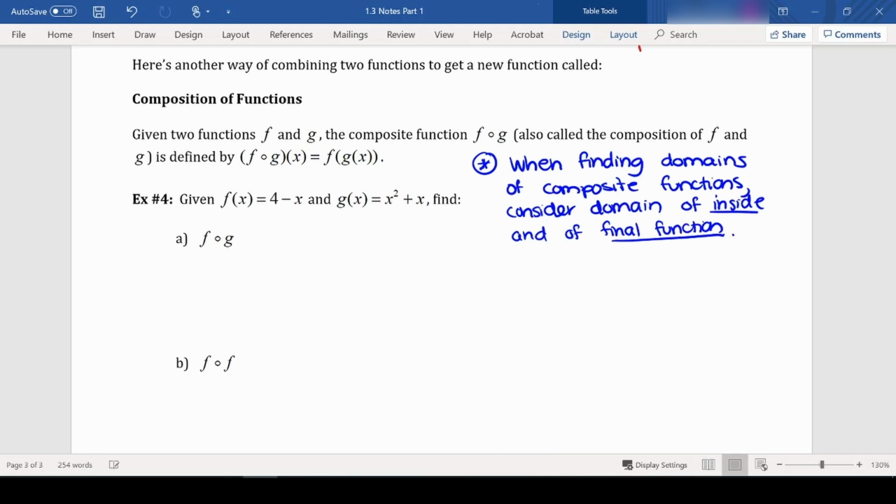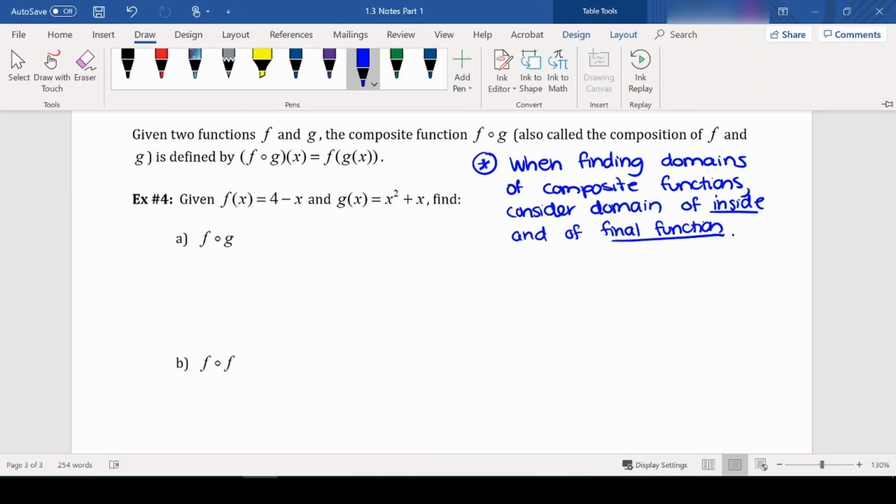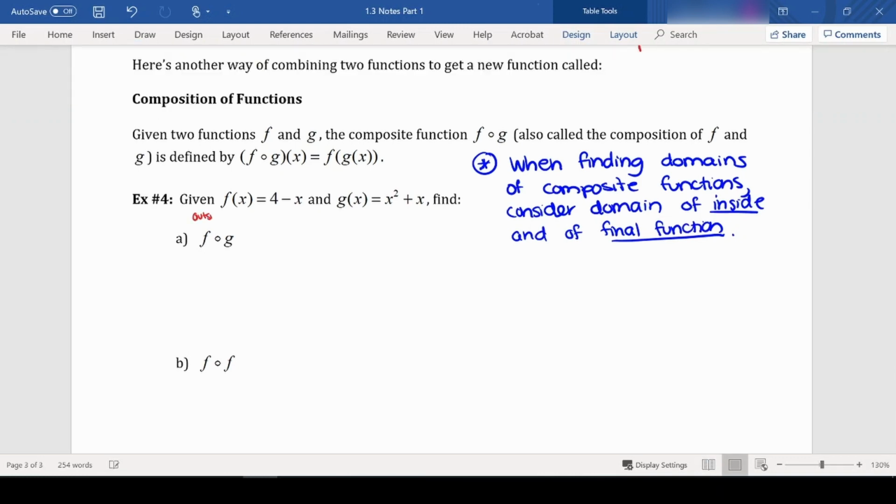Okay, so these did not ask us for domains, they've just asked us for the composite functions. But if you wanted to find the domains, you could. Again, you'd consider the inside function and then your final function. Okay. So for example, this first one, we are being asked for f with this little circle of g. This means that f is the outside function and the g is the inside function. So what this is asking us to find is f of g of x or f of x squared plus x because the g of x is x squared.